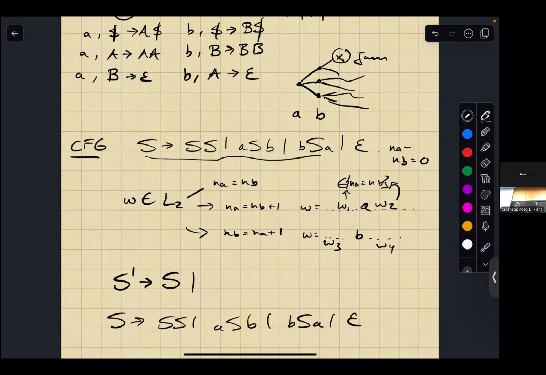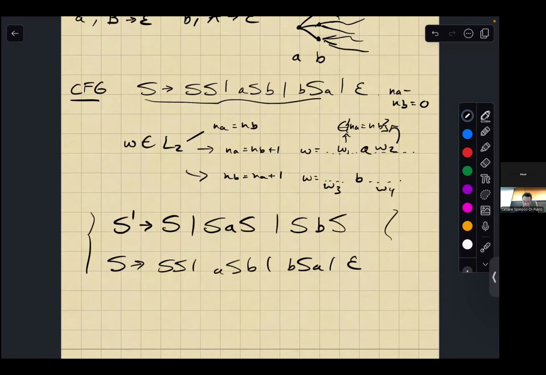Or I can generate this extra A, and then to the left and to the right, I have strings that should have an equal number of A's and B's, so they should be generated by this grammar, because that's what it does. Or of course, I can also have an extra B, and then to the left and to the right, I could have strings with the same number of A's and B's, right? And then this is going to be the context-free grammar. So this is G prime for L2.